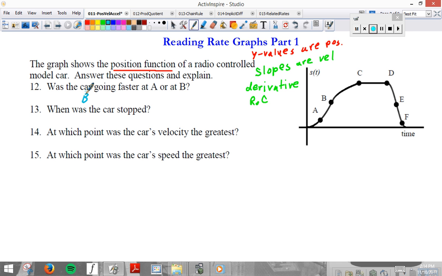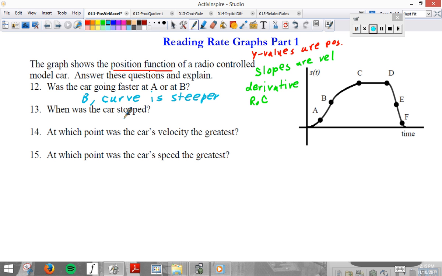So I would say B because the curve is steeper. And why does steepness have to do with it? Again, it's because the slope of this graph will be the derivative of the y values of the graph. The y values of this graph are position, so the slopes are velocity.